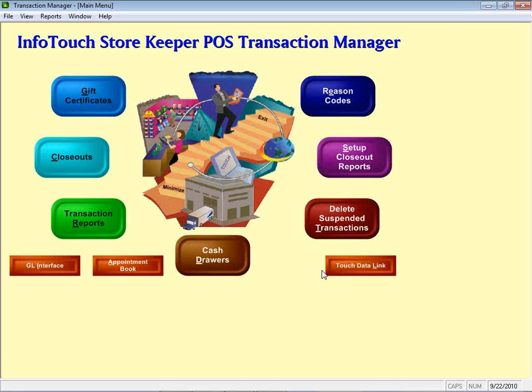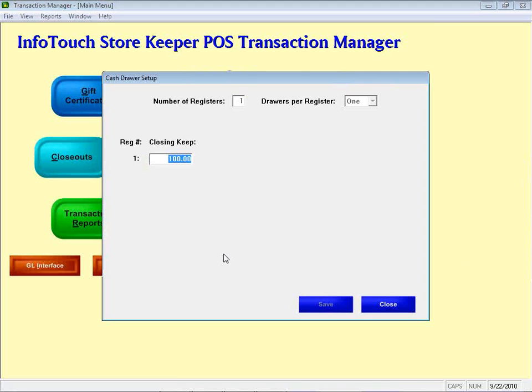Okay, another function that we see here is the cash drawers function. And you'll notice on top the number of registers. In this case, this salon is set up for 1, but we do support up to 60 registers per store in each of Store Manager and Storekeeper. And you can also have 2 drawers per register. So this information is being pulled from setup and it can't be modified. It's just there to help you out.